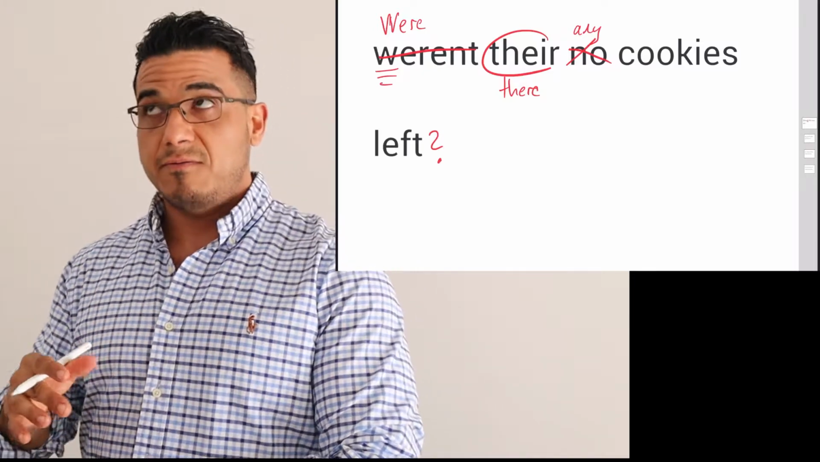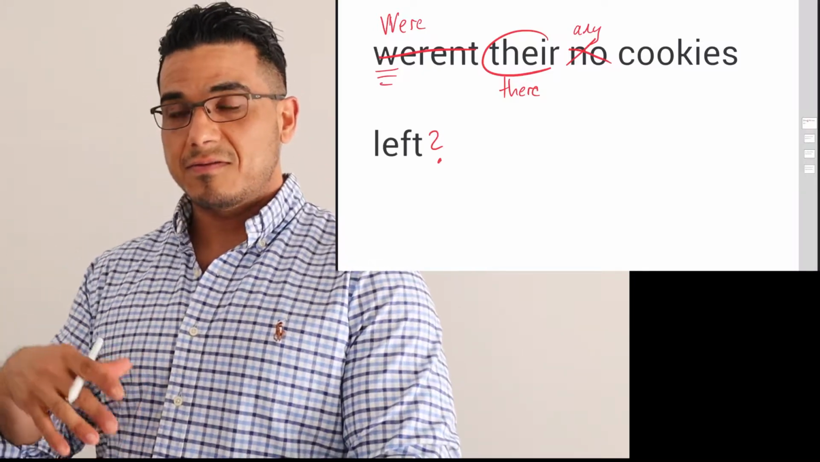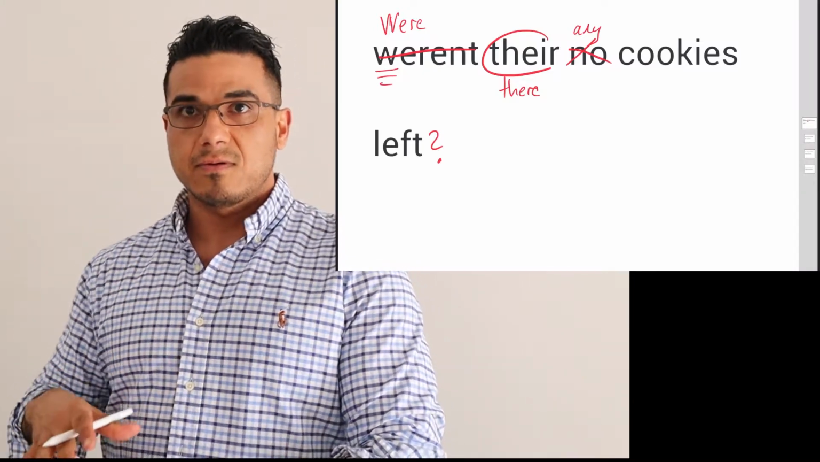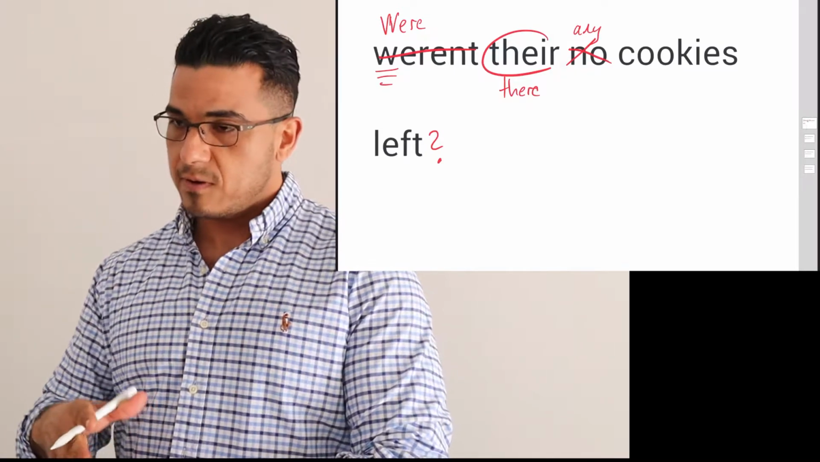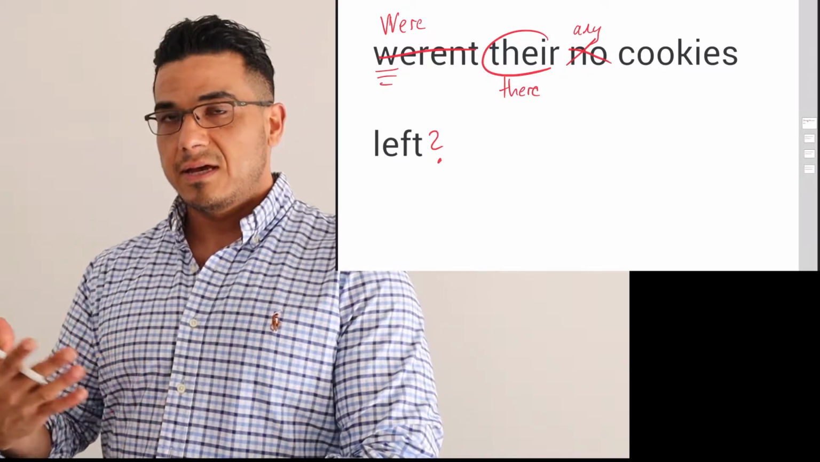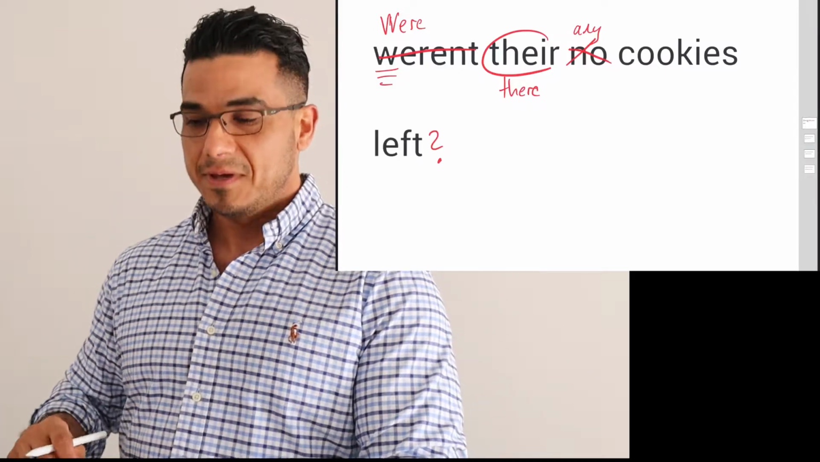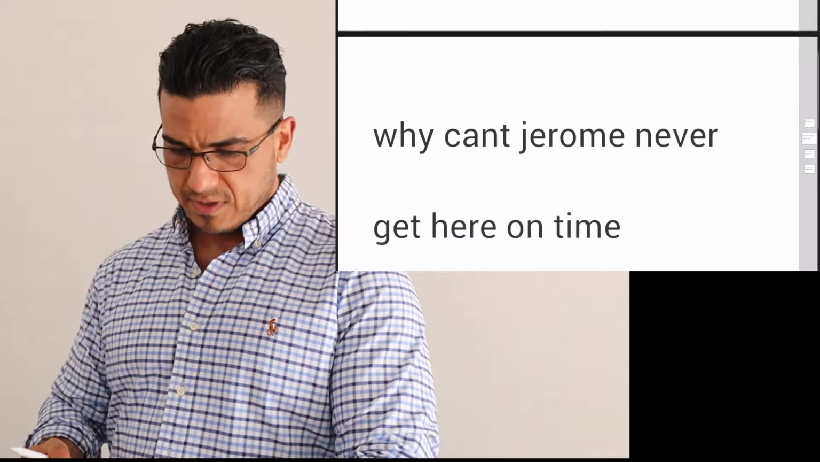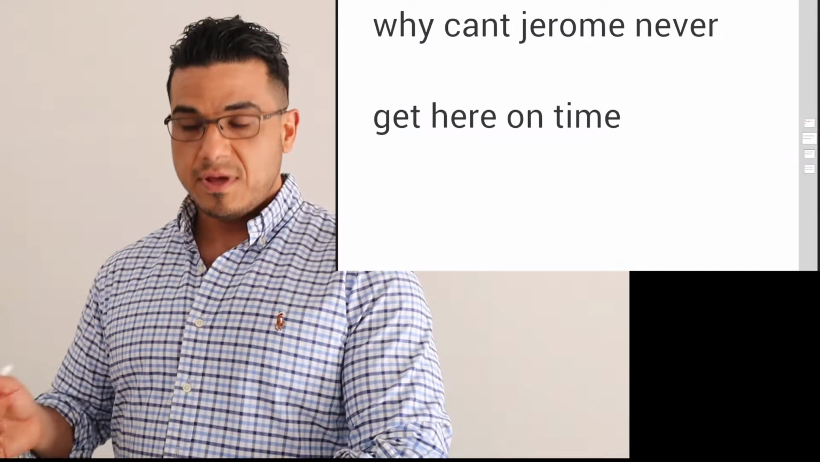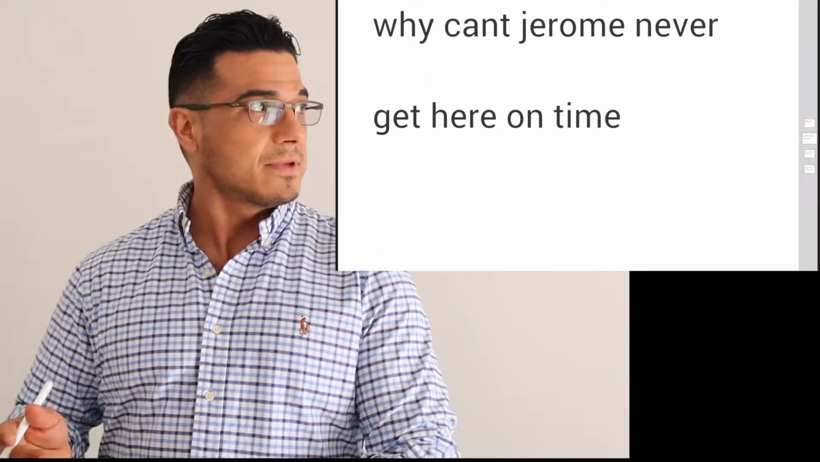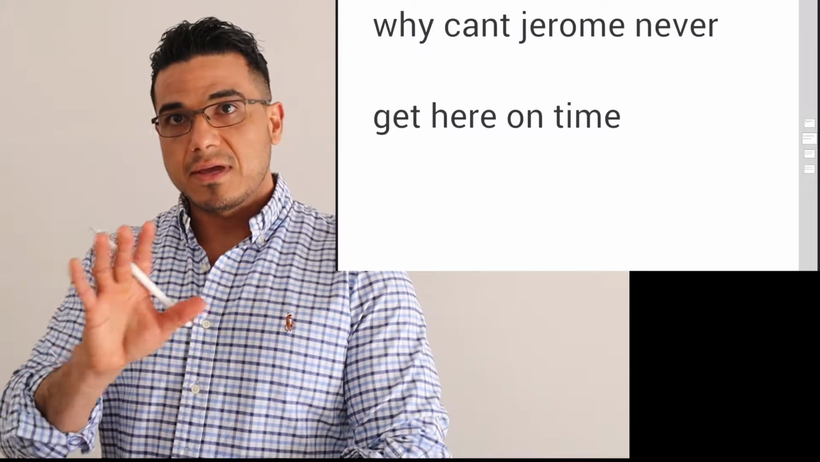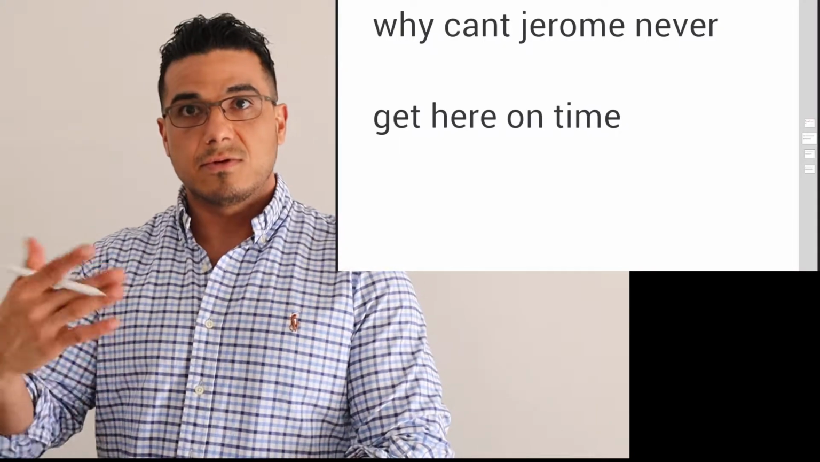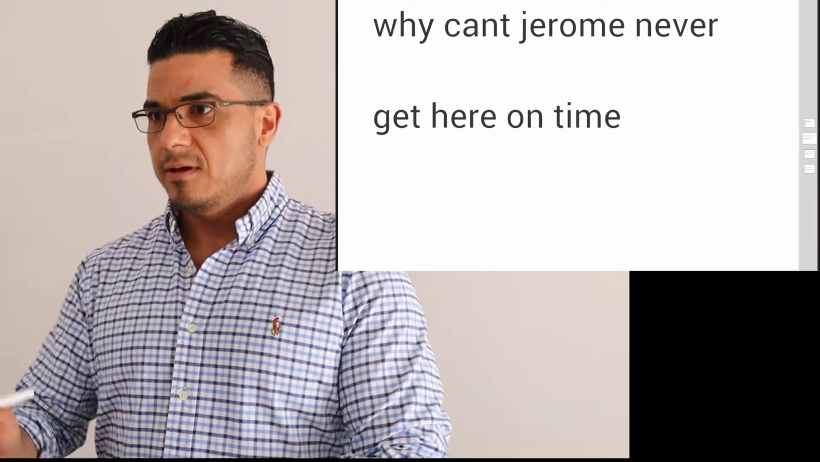However, there were a few options for you to edit the sentence that are different than my own. Again, feel free to use the comment section below to let me know what you decided as opposed to what I have shown you. All right, let's go ahead and transition to the second sentence, which is, why can't Jerome never get here on time? Again, please pause the video, make any and all corrections that you can, resume so that we can go through it together.